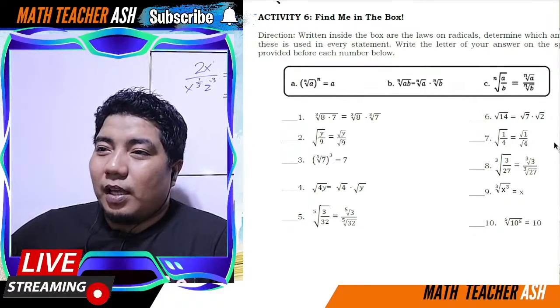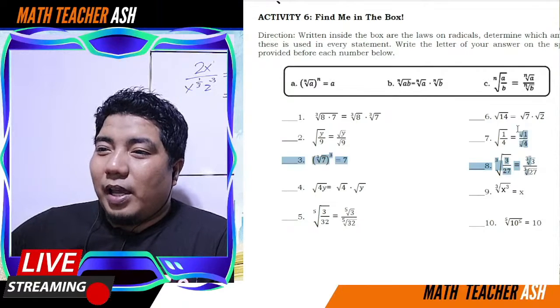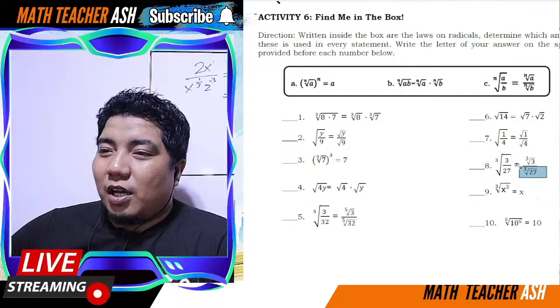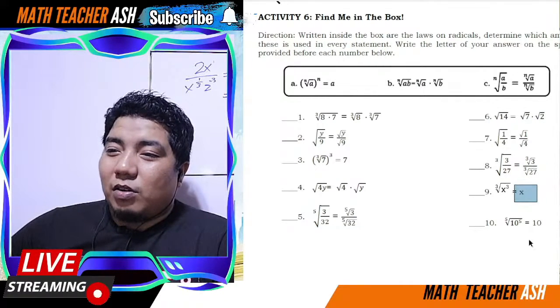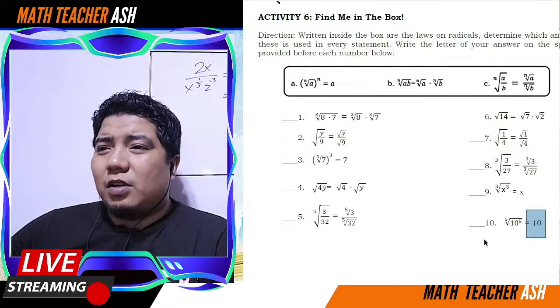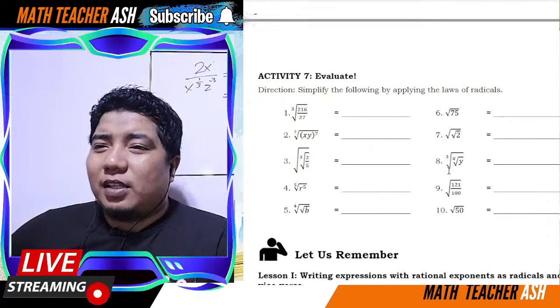Okay? And then, ito naman, ayan, mayroon yan siyang perfect square. Yan, silang dalawa. Ito yan siya, ang perfect cube, sorry. Ito, binigay na ang sagot. Ito naman, binigay na din ang sagot. So, technically, madali lang. Okay, ito naman, activity 7.